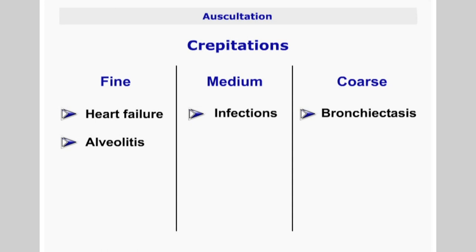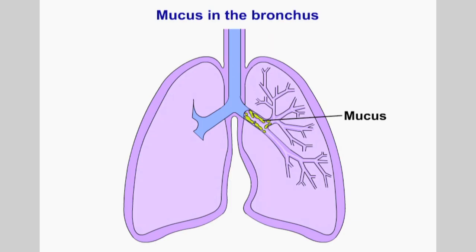Medium crepitations are due to infections, and coarse crepitations are produced by larger bronchioles, as in bronchiectasis. Ask the patient to cough a couple of times to see if they clear. This would signify a bit of mucus being dislodged, such as those found in smokers.